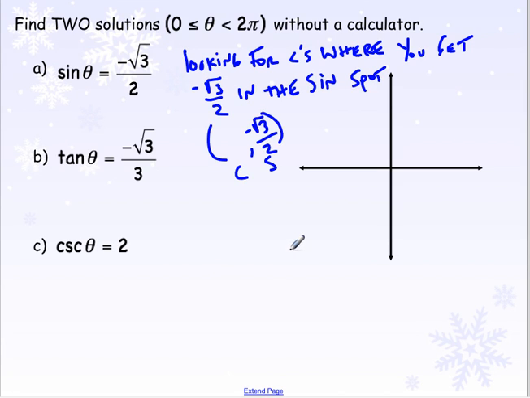So where does that happen? Look on your unit circle sheet. Where do you get negative radical 3 over 2 in the sine position? Look on your unit circle sheet. That happens at, I believe, 4 pi over 3 and 5 pi over 3.